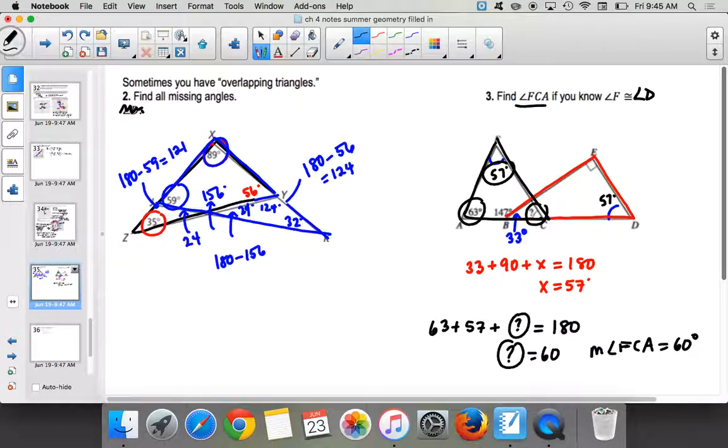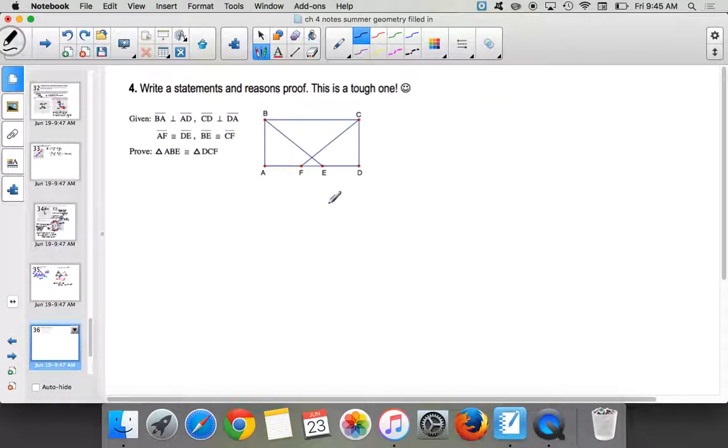Okay, does this make sense? Do you guys see how the overlapping triangles work? So just look for triangles within big triangles. Okay, and the last one. So it says write a statements and reasons proof. This is a tough one. So let's kind of go through. We don't have to write the whole proof out, but let's draw some things in.